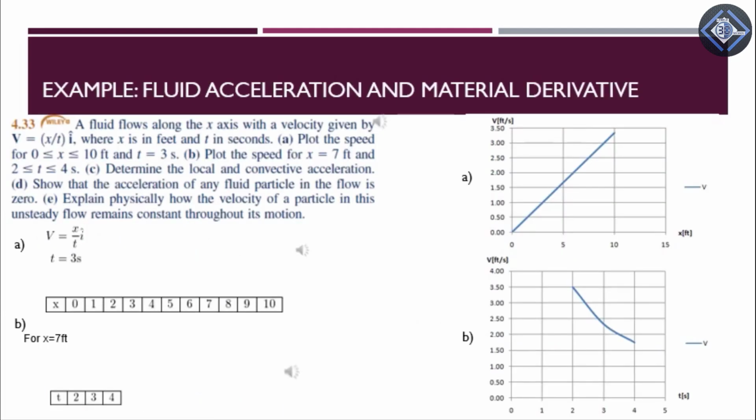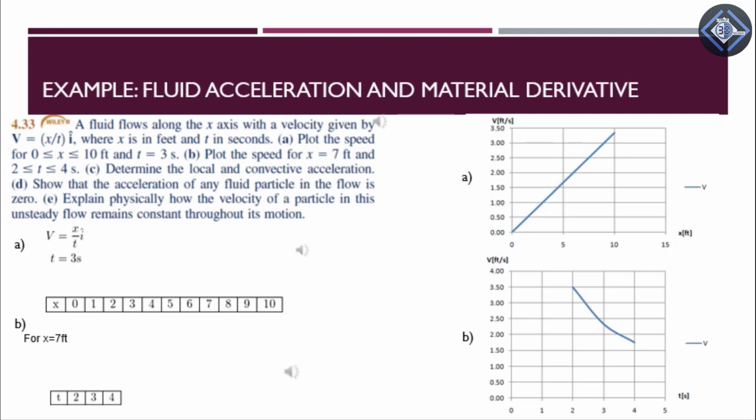So as an example, to study fluid acceleration and material derivative, we can see problem 4.33 from our textbook. The statement is on your screen and it reads: a fluid flows along the x-axis with a velocity given by v equals x over t i hat, where x is in feet and t in seconds. Plot the speed for x greater than or equal to 0 and less than or equal to 10 feet, and t equal to 3 seconds.